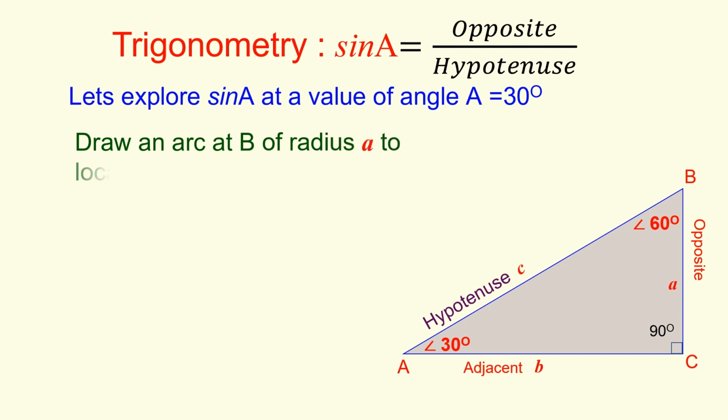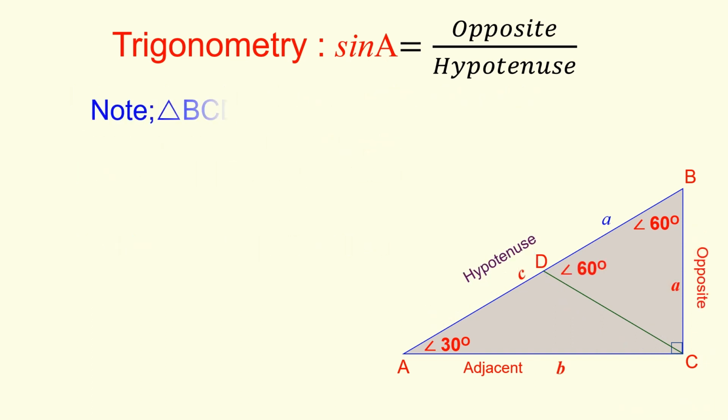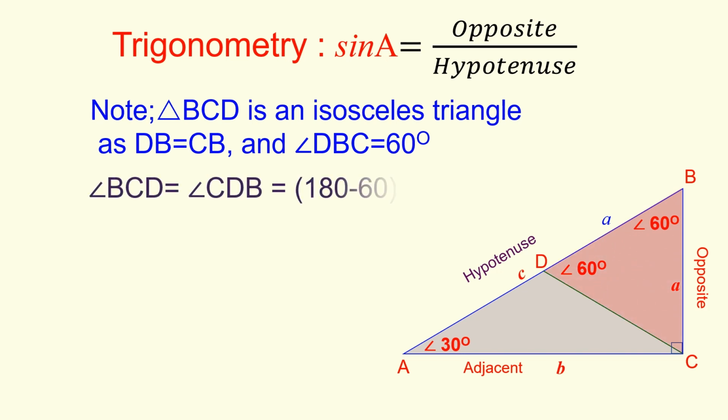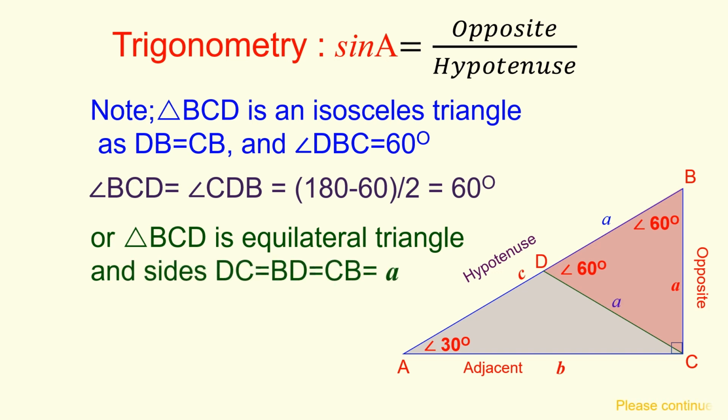Draw an arc at the point B of radius equal to a to locate a point D at the hypotenuse. So the line segment DB equals BC equals a. The triangle BCD is an isosceles triangle. As side DB equals CB and angle DBC equals 60 degrees, angle BCD equals angle CDB equals 60 degrees, so triangle BCD is an equilateral triangle, and sides DC equals BD equals CB equals a.